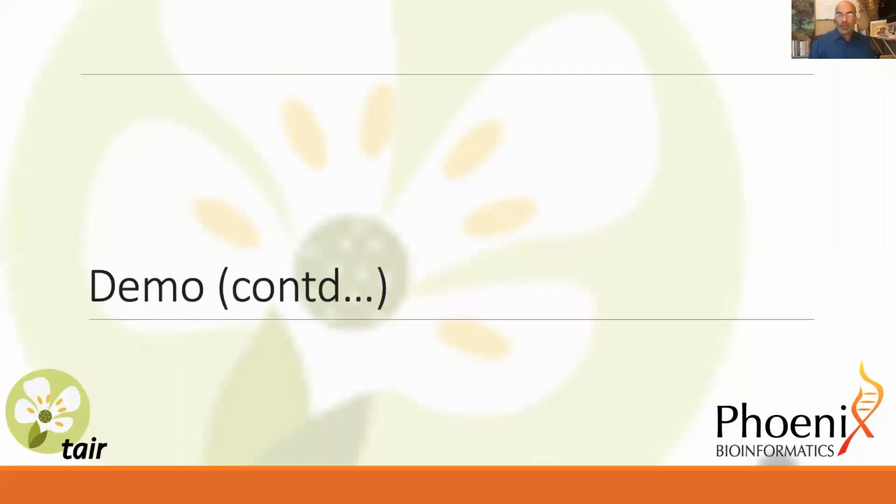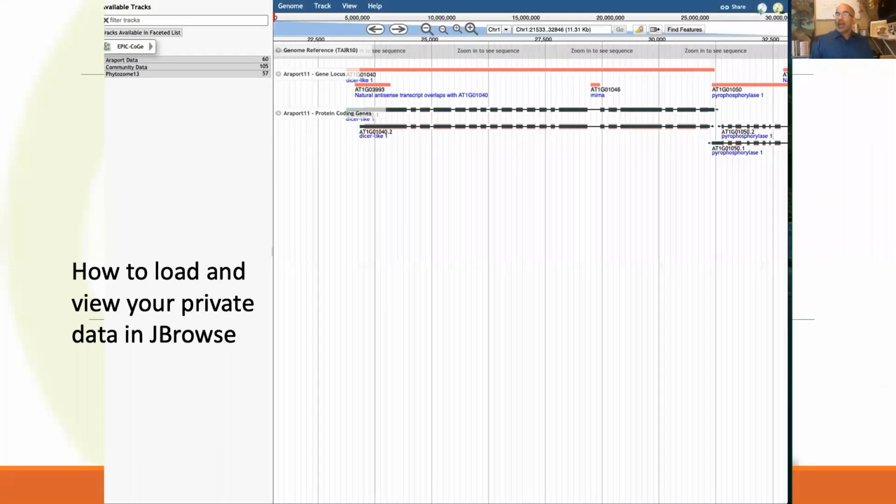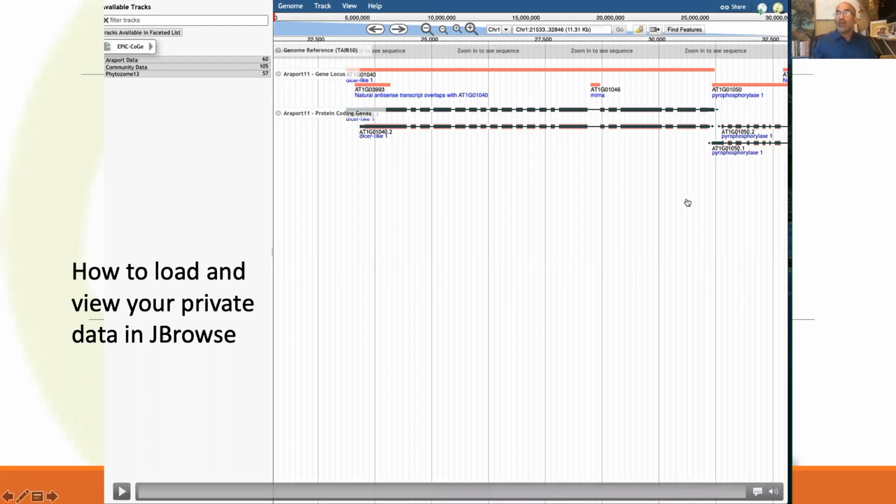To me, this is the most important part of today's demo, and that is how to load and view your own private data in JBrowse. As I said, JBrowse has two instances. There's the instance that's running on our server, but also the instance that's running on your browser. So you can load your private data on your viewer and view it without sharing it with anyone.